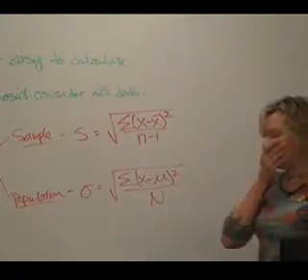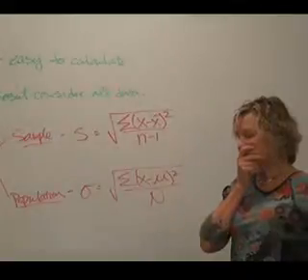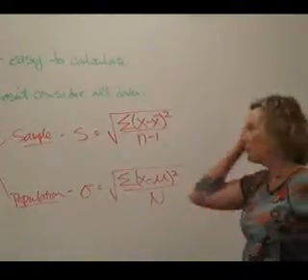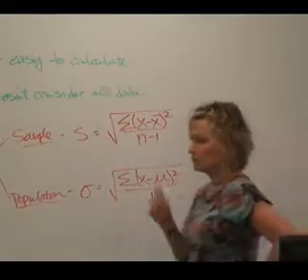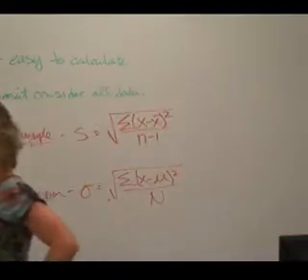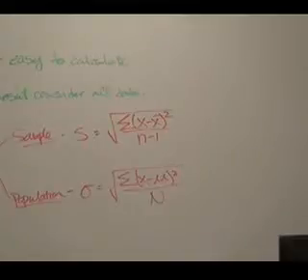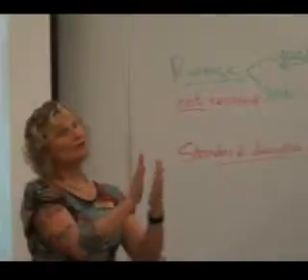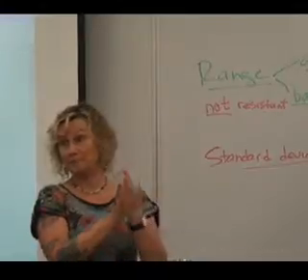Let's talk about unbiased estimators. What we want to do in statistics is to make every sample statistic as close as possible to the population parameter that it's trying to estimate.